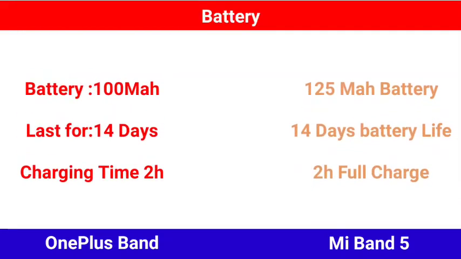Now let's talk about battery. OnePlus Band has a 100 mAh battery capacity. It will last for 14 days and charging time is 2 hours for full charge. MI Band has a 125 mAh battery, 14 days battery life, 2 hours for full charge support.